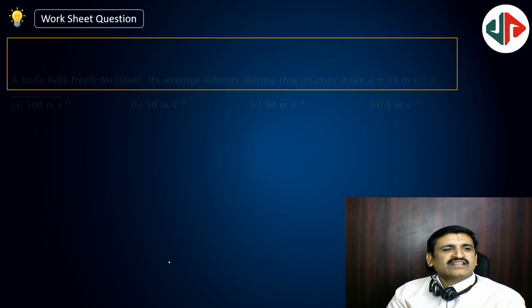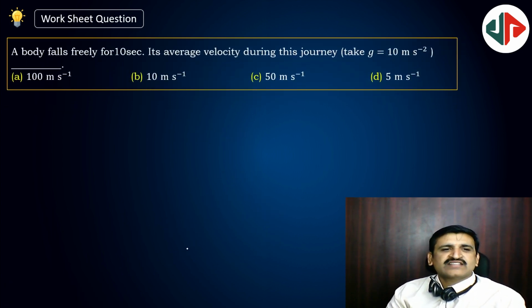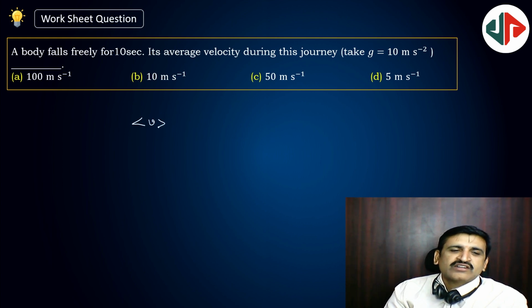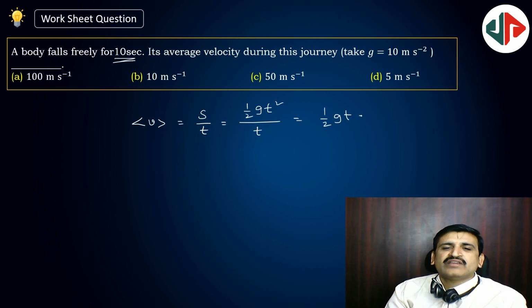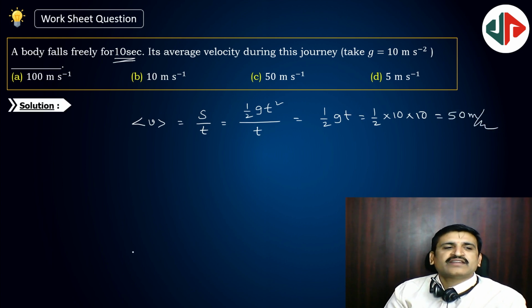Next. If a body falls freely for 10 seconds, what is its average velocity during its journey? Average velocity means total displacement by total time. Total displacement is for a fall of 10 seconds, so s is equal to half g t square, divided by total time of 10 seconds, t. So t once will go, half g t will be half into g value 10 into 10. So it will be 50 meters per second.